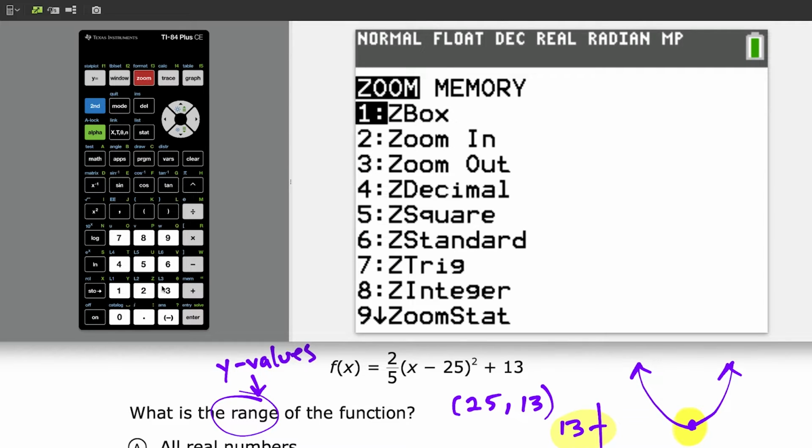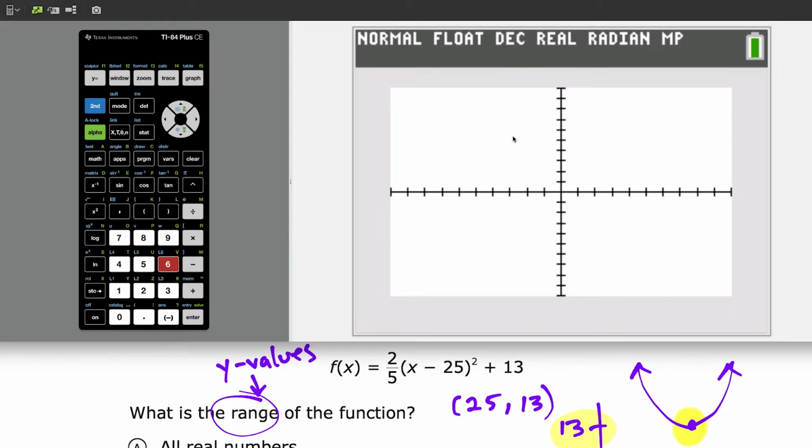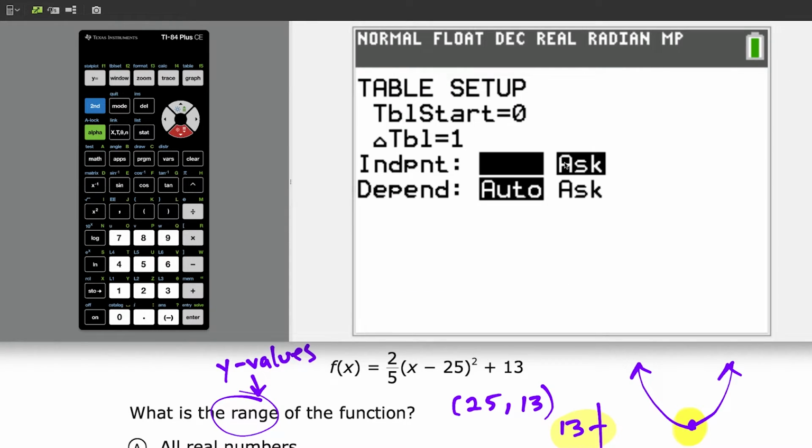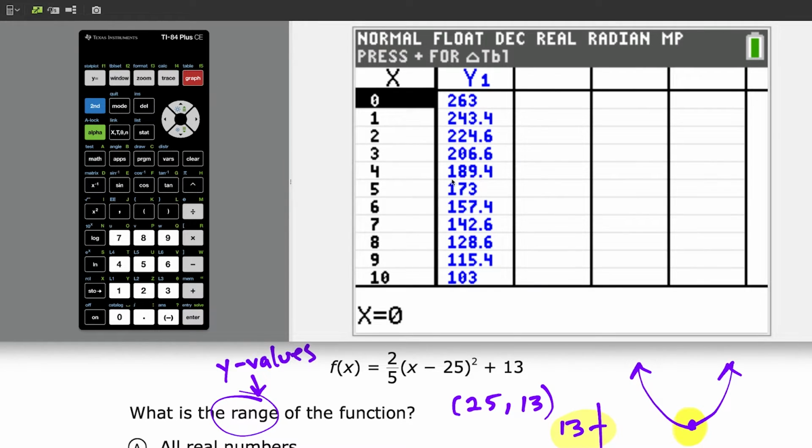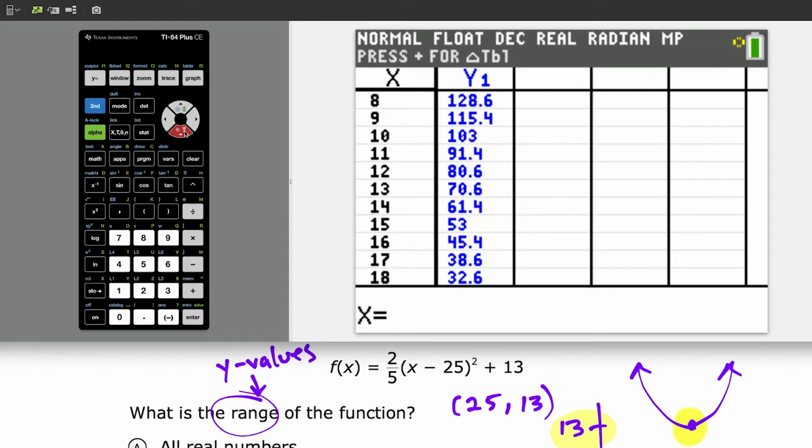Now, if I graph this on a standard window here from -10 to 10 and -10 to 10, notice that we don't see anything. And I'm going to press second window and switch the table back to auto so that we get a bunch of values here. And once again, notice that we're getting these giant numbers here. And we said that the vertex is all the way out at (25, 13). So you would have to go scrolling a little bit to look for when things look kind of normal.